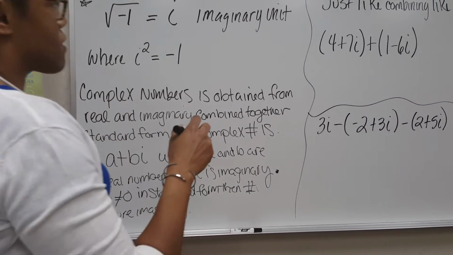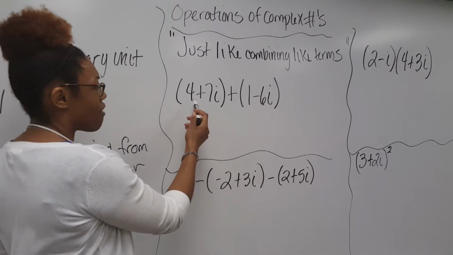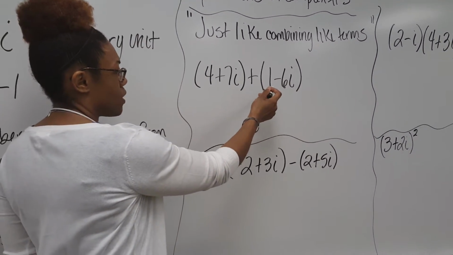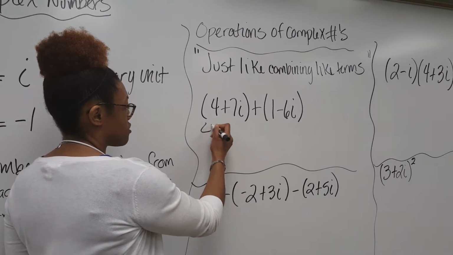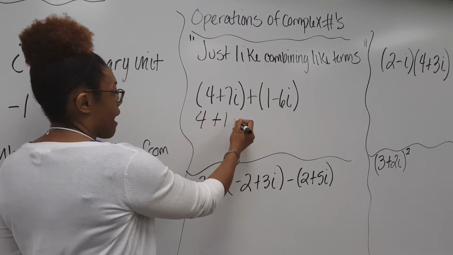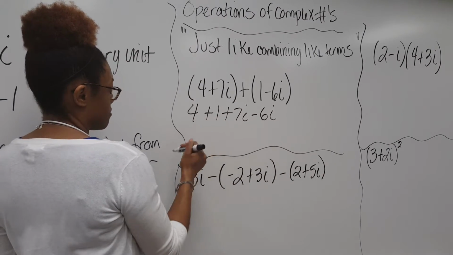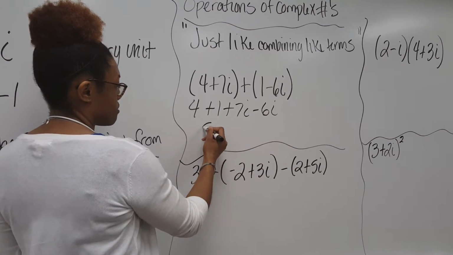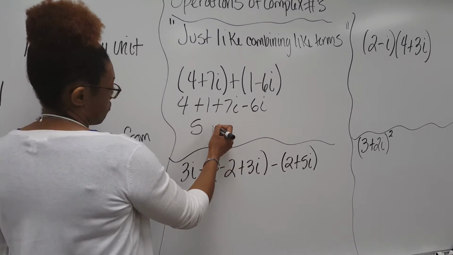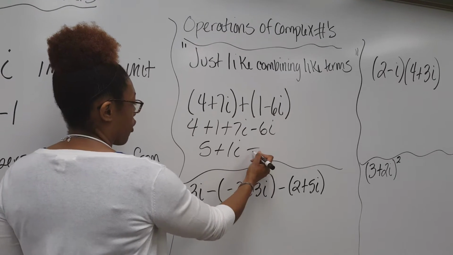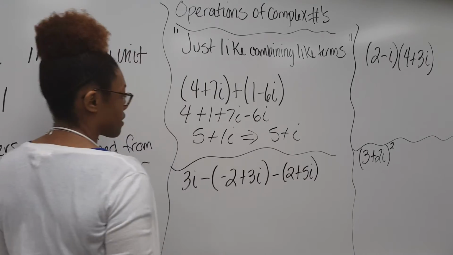Operations of complex numbers are just like combining like terms. So here we have 4 plus 7i plus 1 minus 6i. What we need to do here is combine our like terms. So this will be 4 plus 1 and 7i minus 6i. Well, 4 plus 1 gives me 5, and 7i minus 6i will give me a plus 1i. Or you don't have to necessarily say 1i, you can just say 5 plus i, okay?